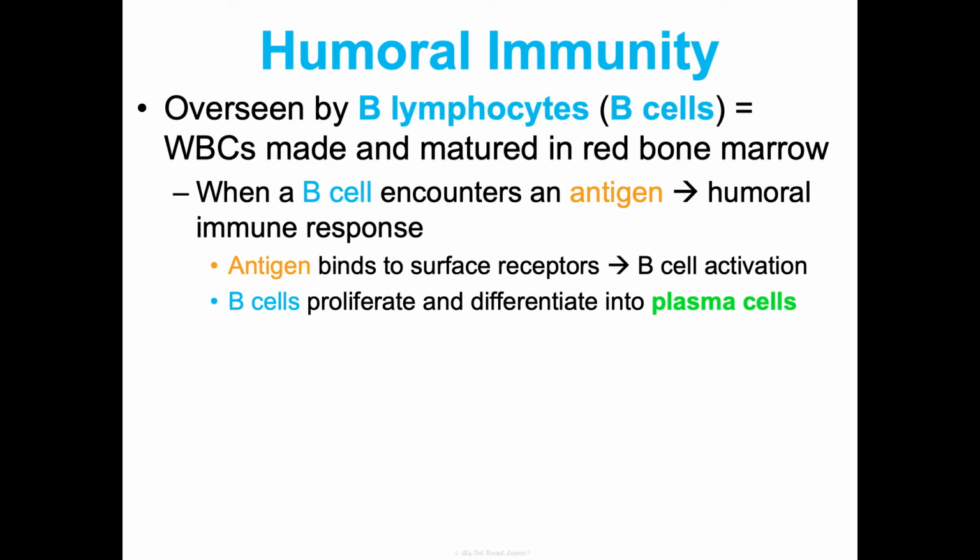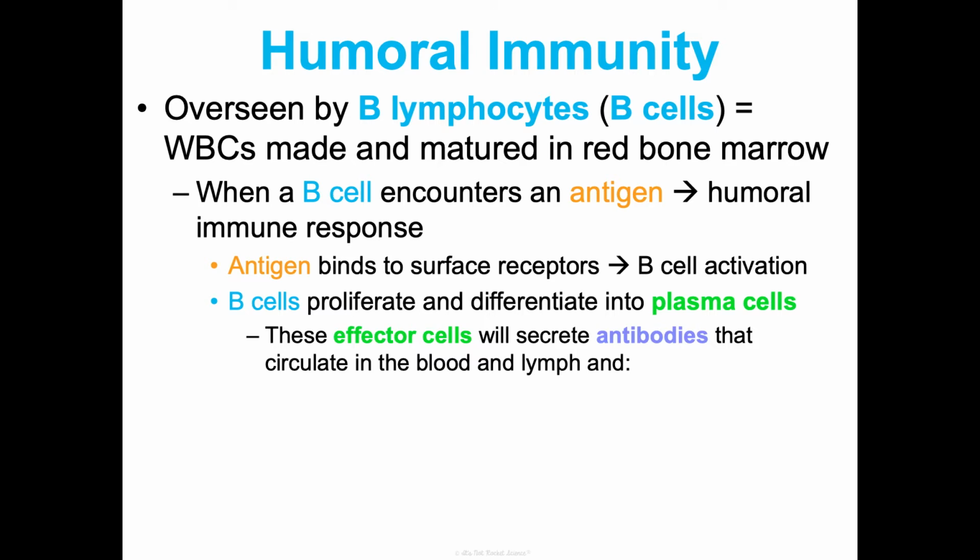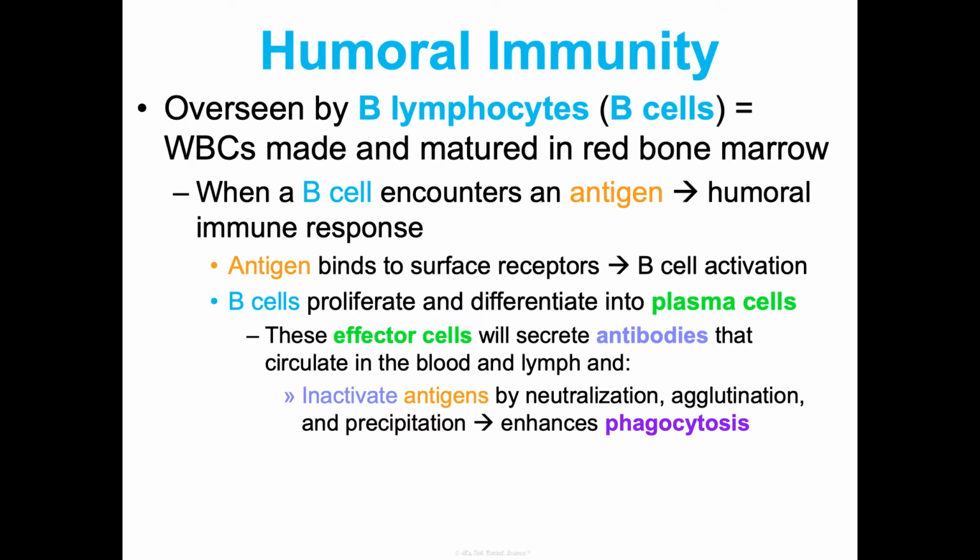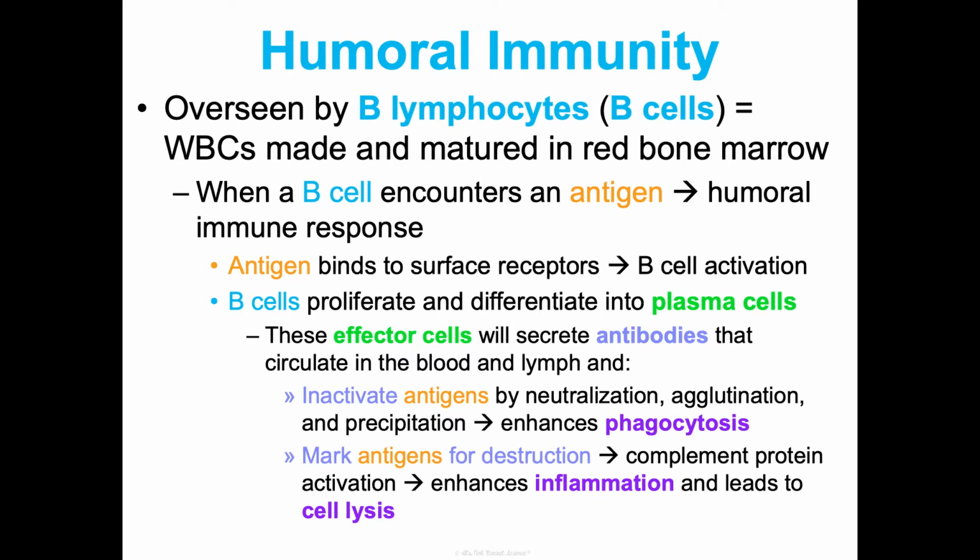So the plasma cells they make, we consider them the effector cells. And what they do is these plasma cells will secrete antibodies that then are going to circulate in our blood and lymph. And they will either inactivate antigens by neutralization, agglutination, and precipitation, and then that's going to help enhance phagocytosis. Or they'll mark antigens for destruction, and that'll lead to complement proteins being activated, which will lead to enhancing the inflammatory response or inflammation, and eventually lead to cell lysis.